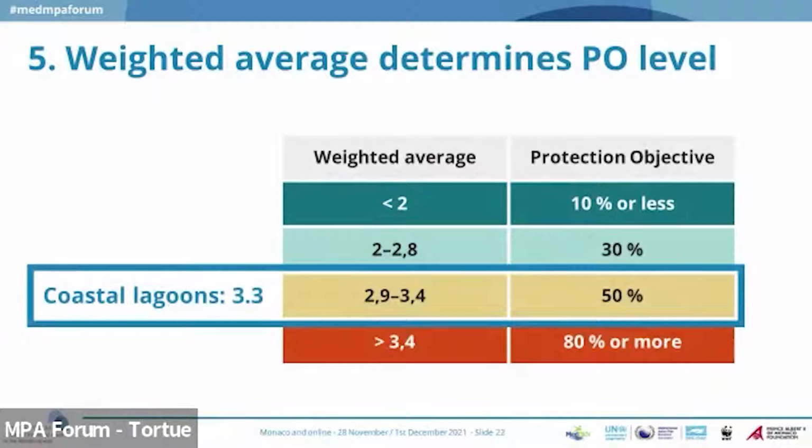So we then developed these 4 categories of level of protection. And as you can see for the example here of coastal lagoons, based on the scoring we did before, it got a weighted average of 3.3, which then fits into the category here of a protection objective where we recommend that minimum 50% of that nested target should be put under protection. Next slide, please.